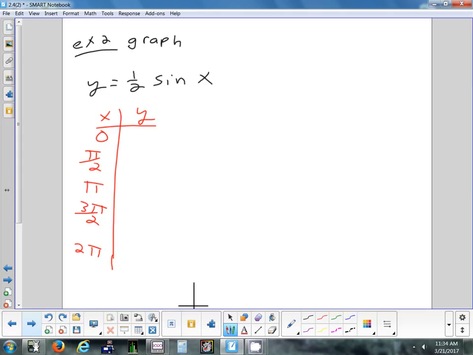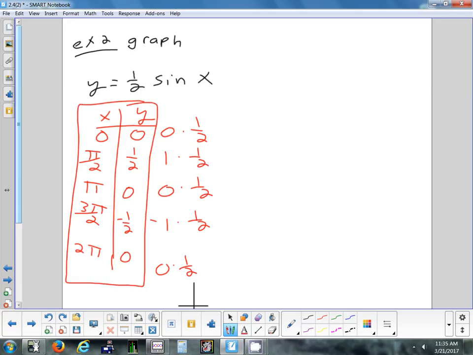Now I need my y values for sine. Miles, do you have the y values for sine? 0, 1, 0, -1, 0. Yep, perfect. So those are my y values. And now, Brianna, I'm going to take each one of those y values, and what am I going to do to all of them? Yeah, I'm going to take half of them. So do that out, and those are your y values. So Dave, can you tell me what my y values will be? 0, 1 half, 0, -1 half, 0. Yep.